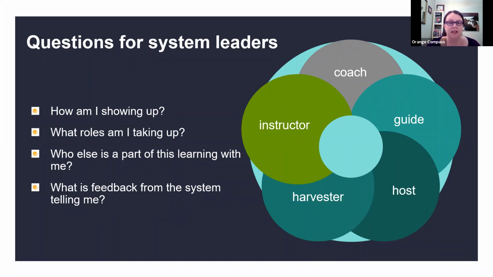So for systemic leaders, what we're really asking is for you to reflect on how you're showing up. What sort of roles are you taking up, whether it's as a coach, a guide, a host, a knowledge harvester, an instructor, whatever those roles are? How are they showing up, and when? Who else is part of this learning with you, in actually how to lead in this different way? And what is feedback from the system telling me? They're all really important things.